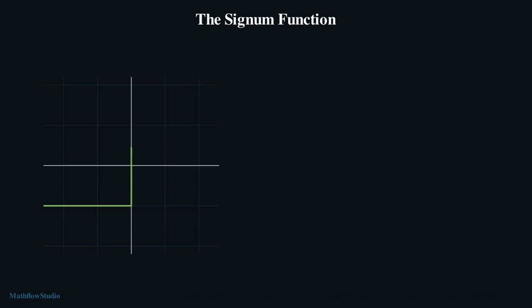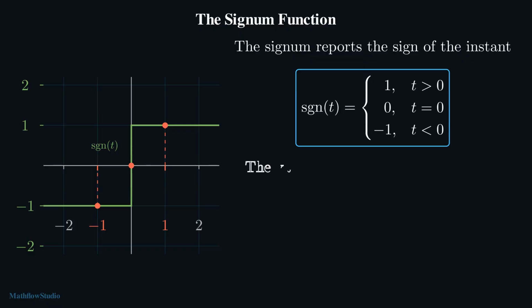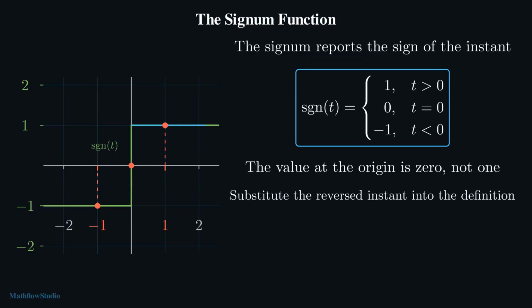The signum takes only 3 values. The signum reports the sign of the instant and nothing else. The value is 1 after the origin, -1 before it, and 0 at the origin itself. The value at the origin is 0, not 1, and the definition fixes it. Substituting the reversed instant into the definition reverses the sign of every value. The ray above the axis turns through half a turn about the origin and lands on the ray below it. The reversed signal is the negative of the signal at every instant. The signum is an odd signal.